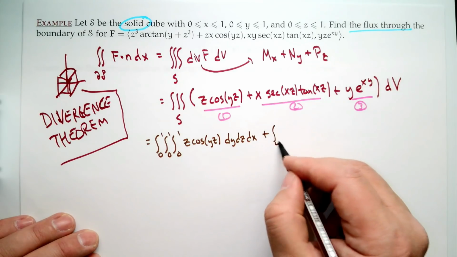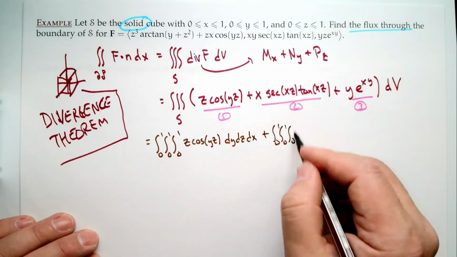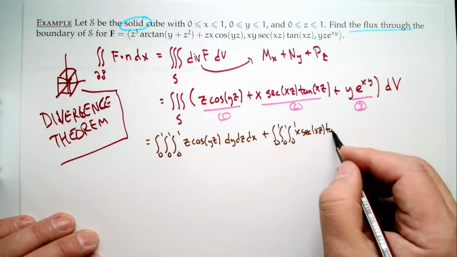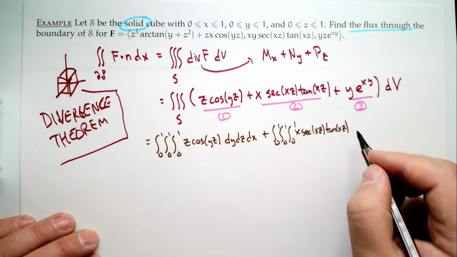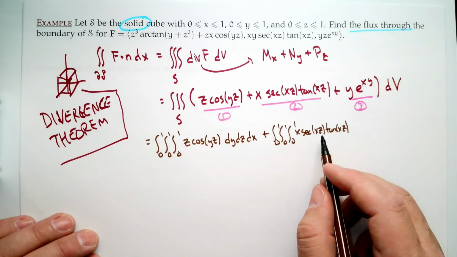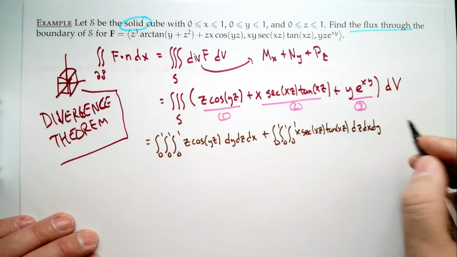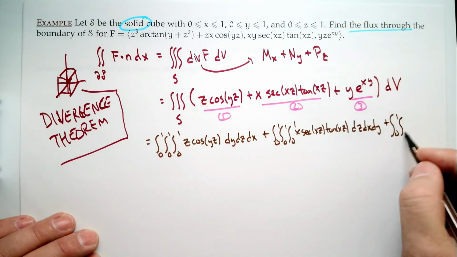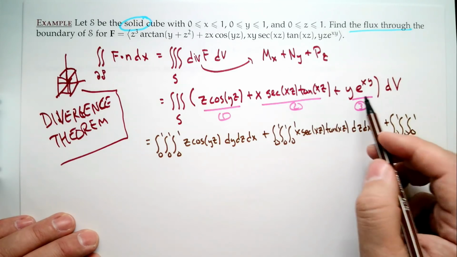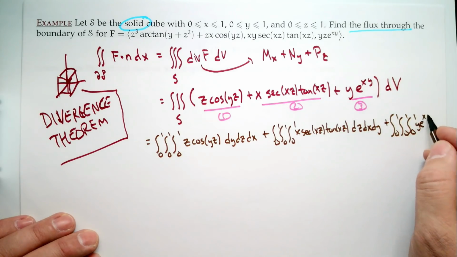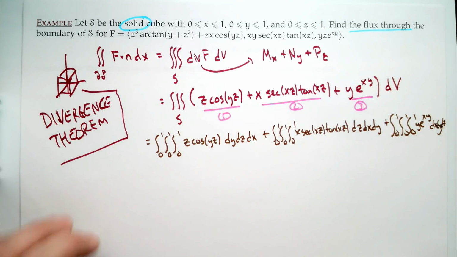Plus integral 0 to 1, integral 0 to 1, integral 0 to 1, x secant of xz, tangent of xz. And what's best? Well, integrate with respect to z first. And then we'll do x, and then we'll do y. And finally, 0 to 1, 0 to 1, 0 to 1. And here, well, it's best to integrate with respect to x first. So we'll do dx, dy, dz. Whoop, almost ran out of space.